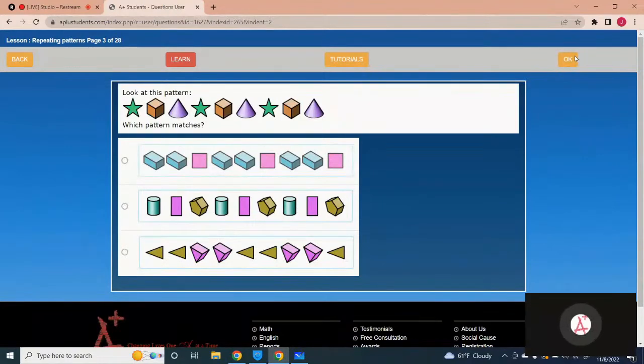Okay, look at this pattern. Which pattern matches? You have a star, a cube, and a cone. Again, a star, a cube, and a cone. Again, a star, cube, and cone. So which one matches with this one? First one, second one, or third one? Which is the correct option?